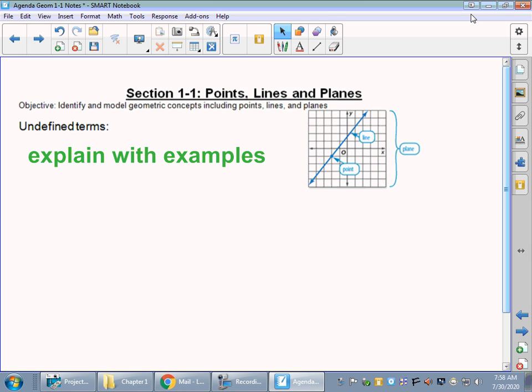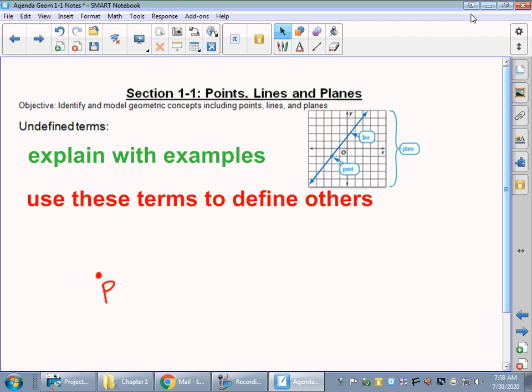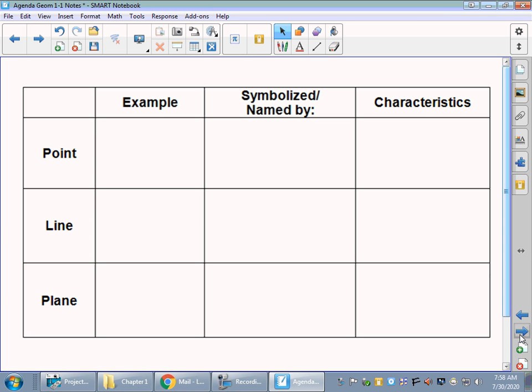A point is a dot on a graph or perhaps just on a board. Here is a point. We'll call it point P. So we explain it with examples. A line is a line, right? It's hard to explain. A plane is a flat surface. So we use these terms then when we define other terms as we go along. So a point is a dot, and we label it with a letter.